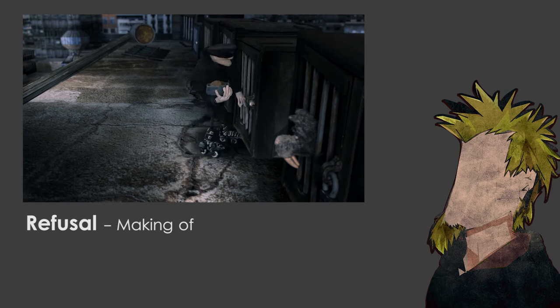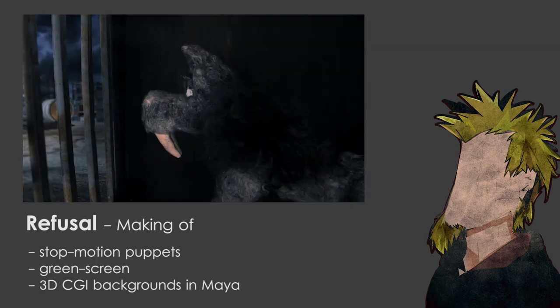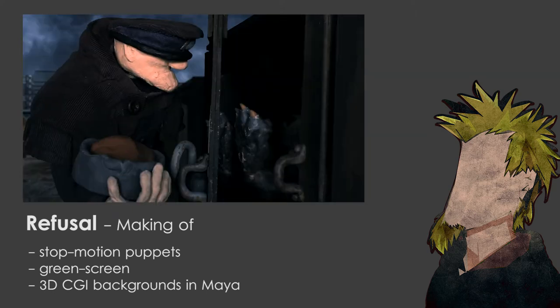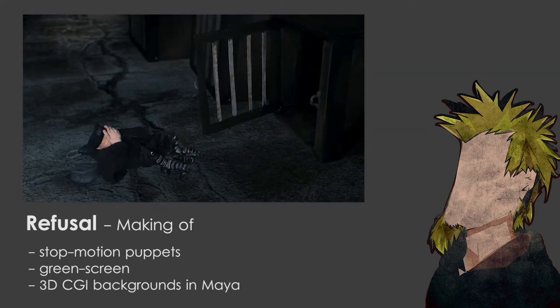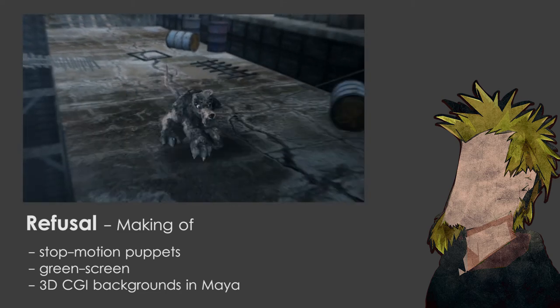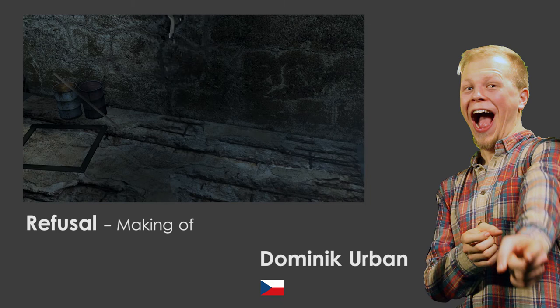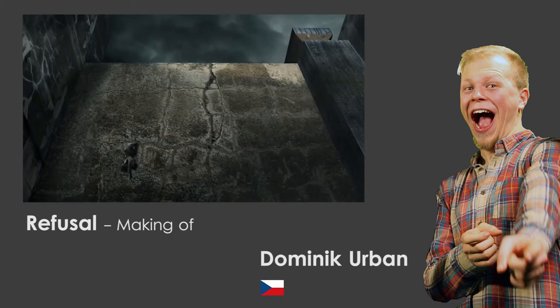Refusal is an animated film using a combination of stop-motion puppets on a green screen with 3D CGI backgrounds produced in Autodesk Maya. It was done entirely in Norway in 6 months. My name is Dominik Urban and I'm the creator of the film. Welcome to the making of video.